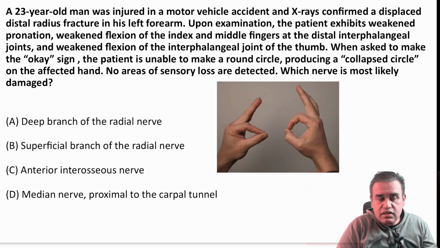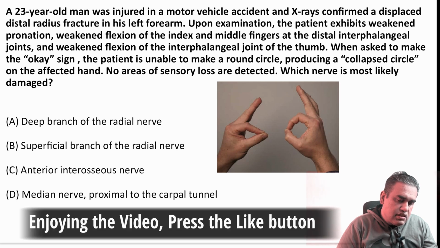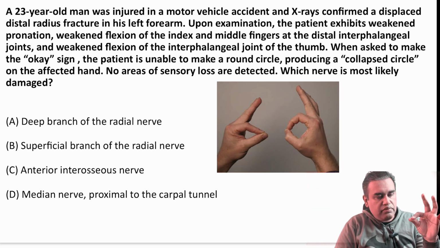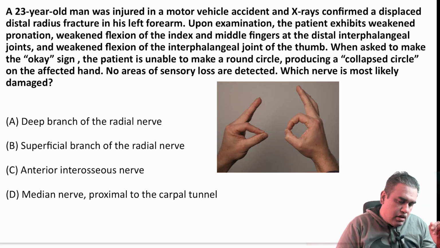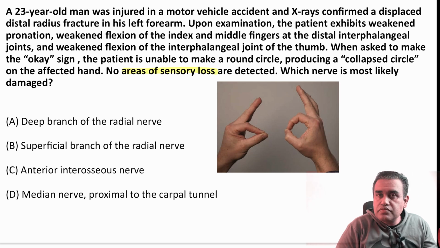Because the thumb only has 2 phalanges, here there will be an IP joint. When asked to make an OK sign, the patient is unable to make a rounded circle, producing a collapsed circle. So instead of a round OK, a collapsed circle is forming. No areas of sensory loss, so there is no sensory loss, it is only motor loss. Which nerve is most likely damaged?